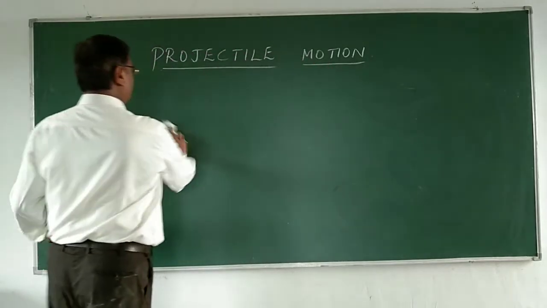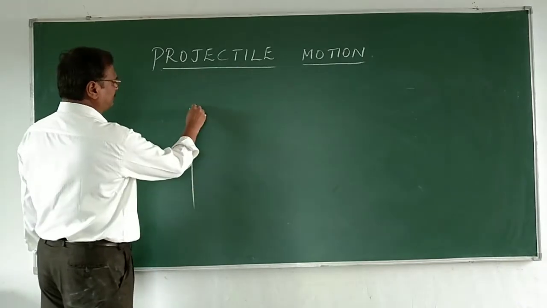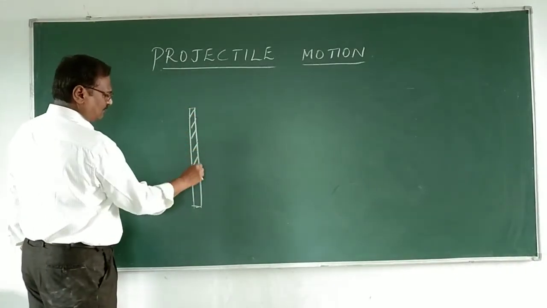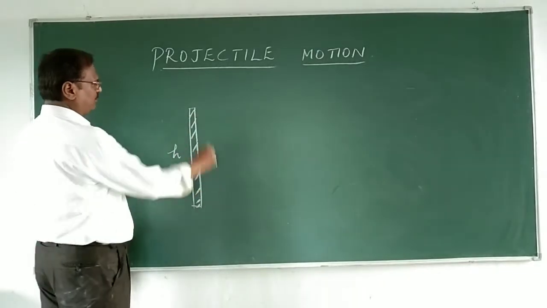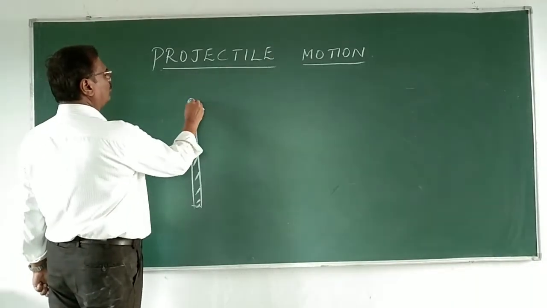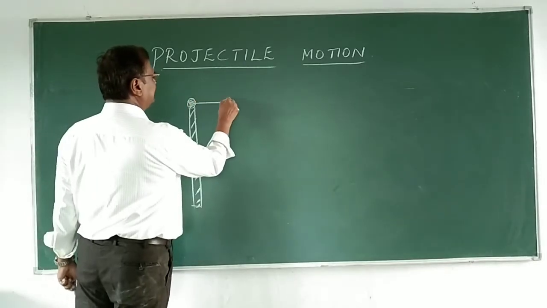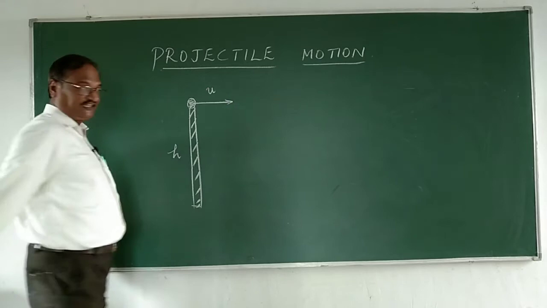Let me again take, let us say there is a tower. We have got a tower, of height, let us say, h. From the top of the tower, we are going to throw a ball. We are going to push it like this with a velocity u, let us say, initial velocity.